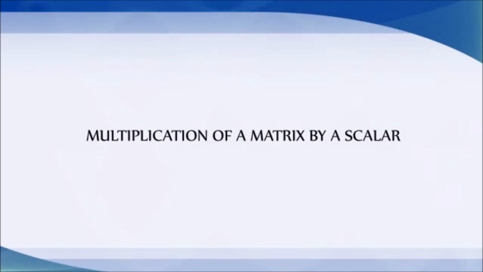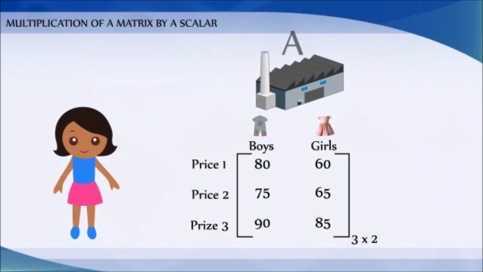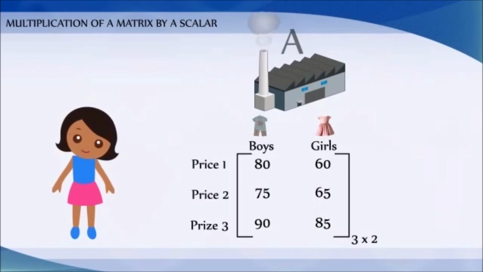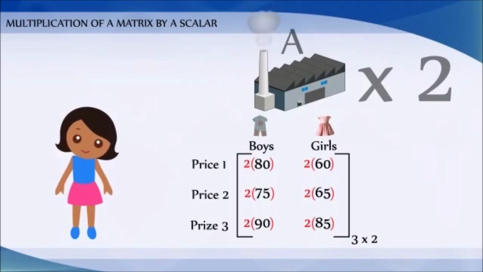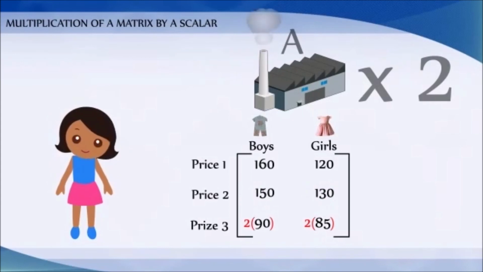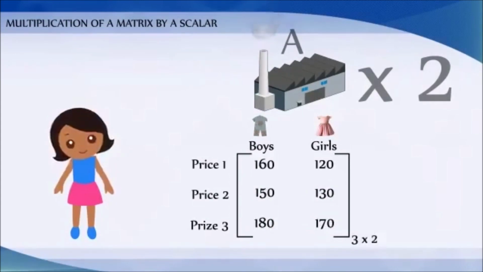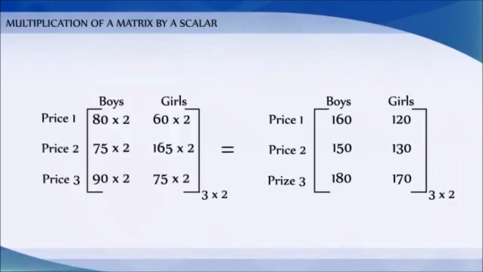Multiplication of a matrix by a scalar. Recollect the example we discussed for addition of matrices. In that example, suppose Samina has doubled the production at factory A in all categories. Then we get the revised quantities produced by factory A as 160, 120, 150, 130, 180, 170. We observe that the new matrix is obtained by multiplying each element of the previous matrix by 2.